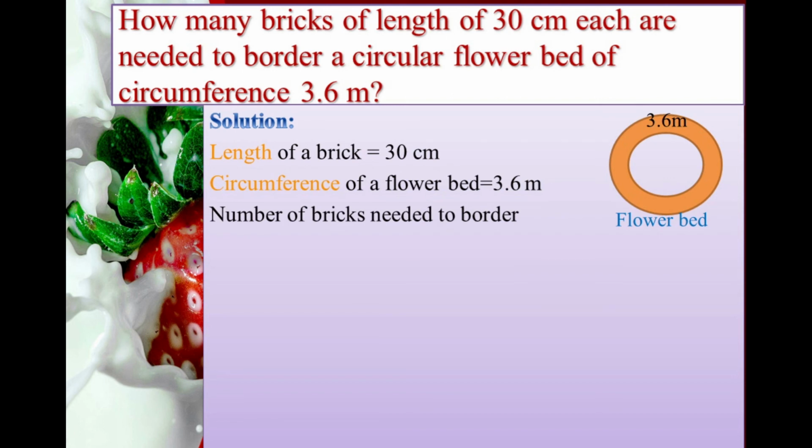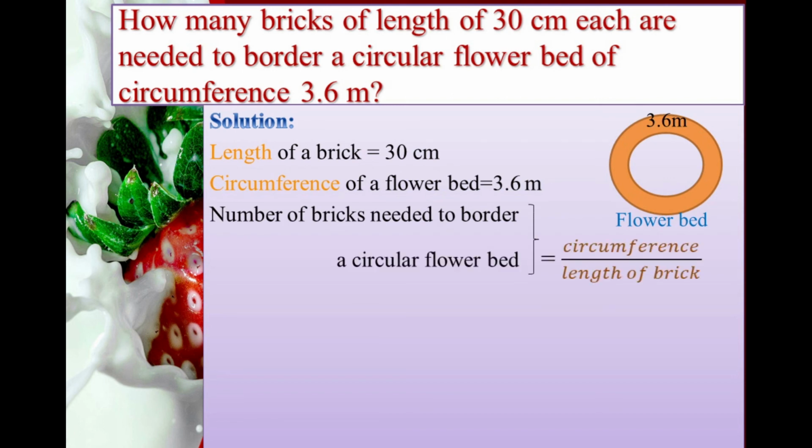To find the number of bricks needed to border, the formula is circumference divided by length of brick. You know very well. Okay. Now we have to substitute the circumference value 3.6 by 30. We have to convert meter to centimeter. Then only we can do the arithmetic operation. Because they are in different units, we cannot do any arithmetic operation with them. Now, to convert meter to centimeter, we have to multiply by 100.